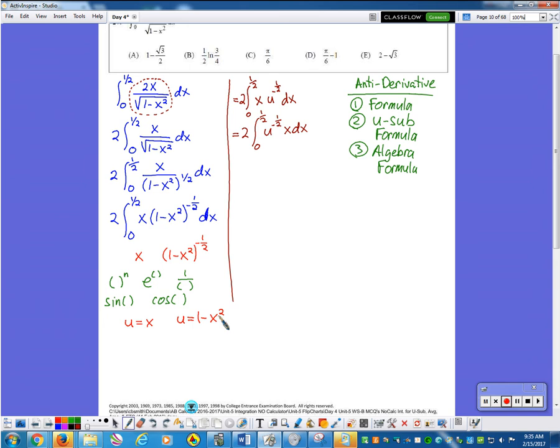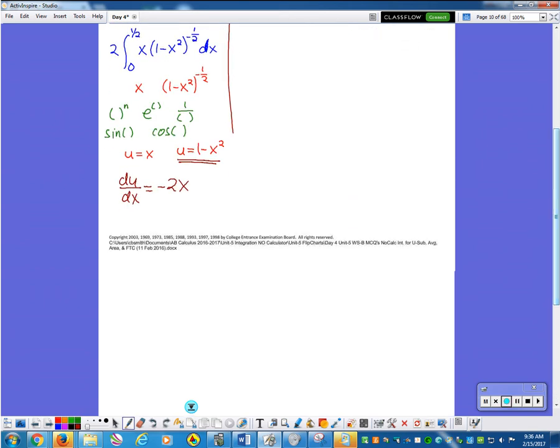So we come over here, we do the derivative of our choice for u. Taking the derivative of both sides, du/dx is going to equal negative 2x. We multiply the dx across, so we get du is equal to negative 2x dx. Move the negative 2, we get negative 1/2 du is equal to x dx. That's the key thing we need to make the next substitution.